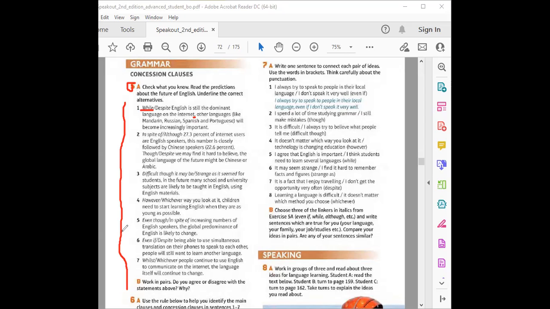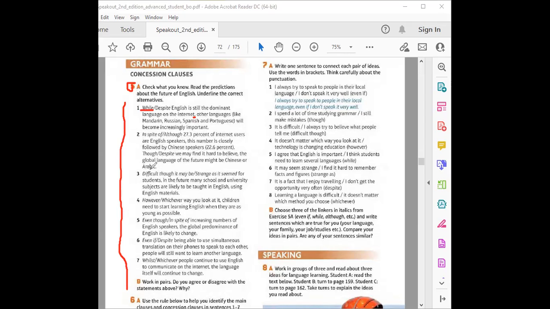Right, done. Let's do it together. Go for number 2, Ikram, please. I think in spite of 27.3% of internet users are English speakers. This number is closely followed by Chinese speakers, 22.6%.